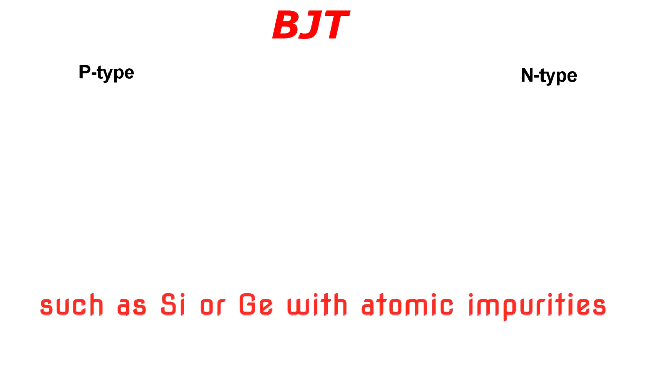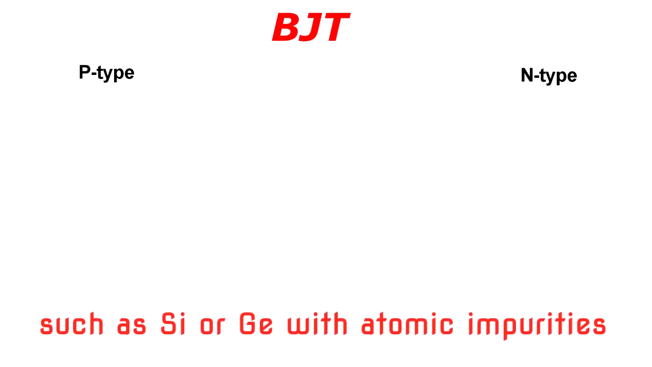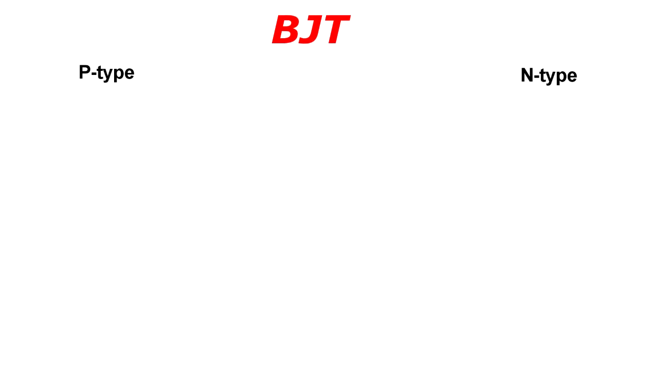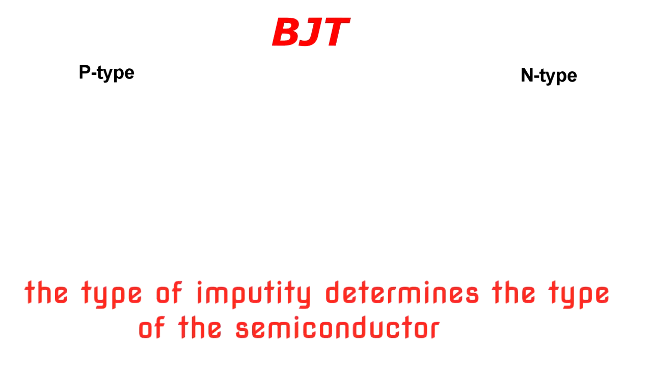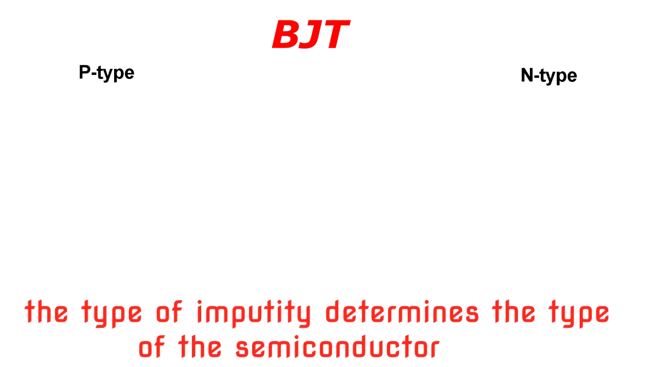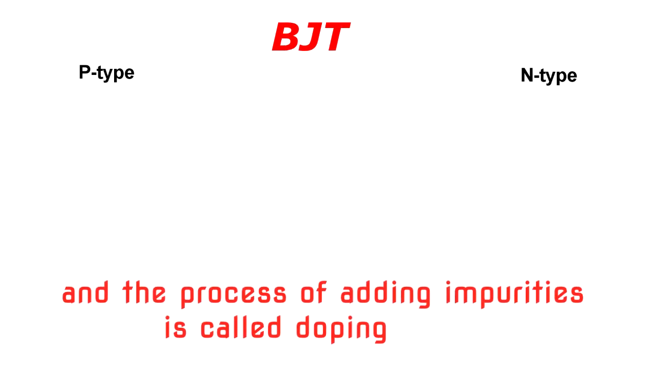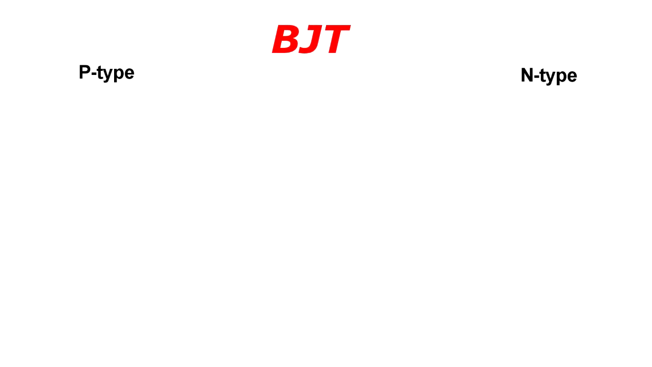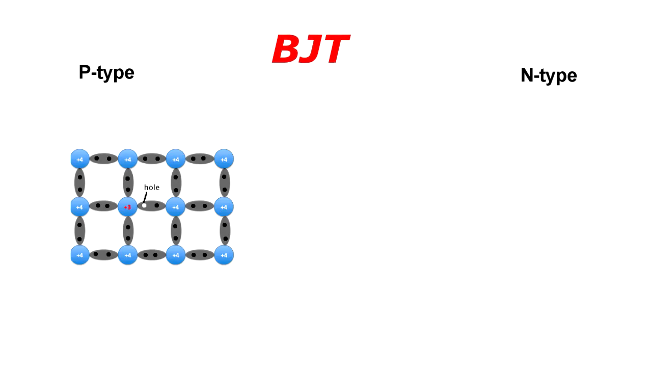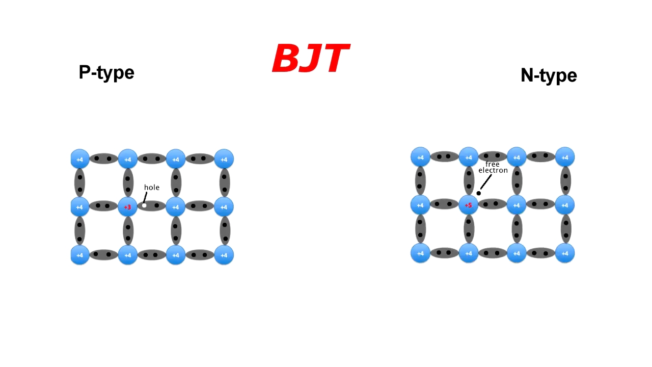BJT is made of P-type and N-type semiconductor materials such as silicon or germanium with atomic impurities. The type of impurity determines the type of the semiconductor, and the process of adding impurity is called doping. We are not going to talk a lot about P-type and N-type, but all you need to know is that P-type has more holes than electrons, and the N-type has more electrons than holes.